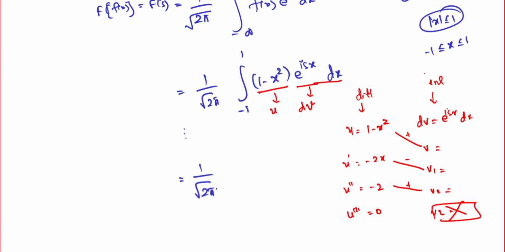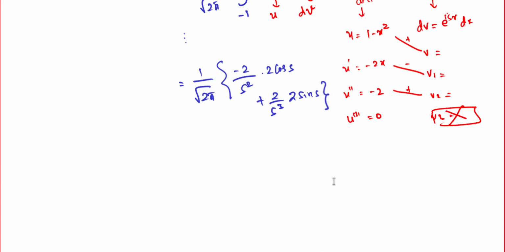Now, what is the final answer? You get it on the integration, so that's the only thing I will write now. The final answer is simply minus 2 by s square into 2 cos s plus 2 by s cube into 2 sin s. Okay, so that's the integration.